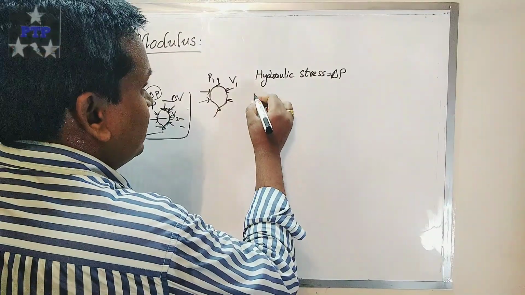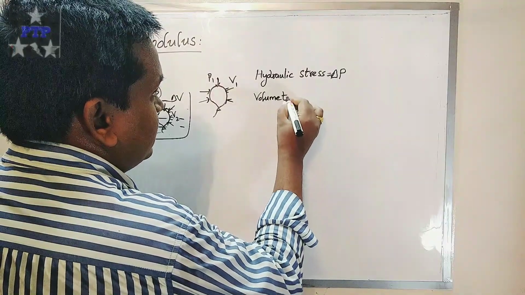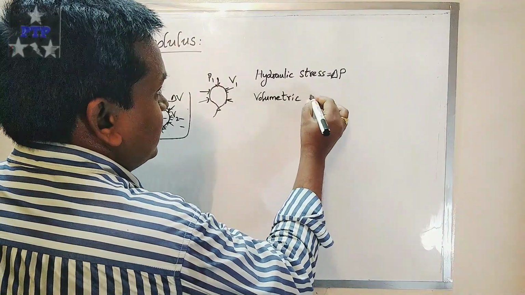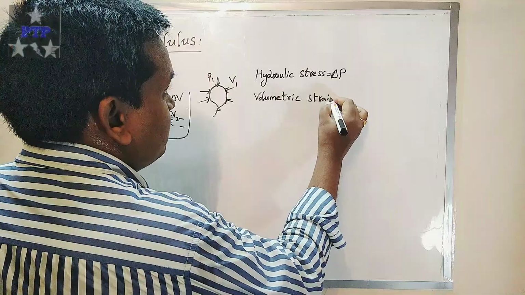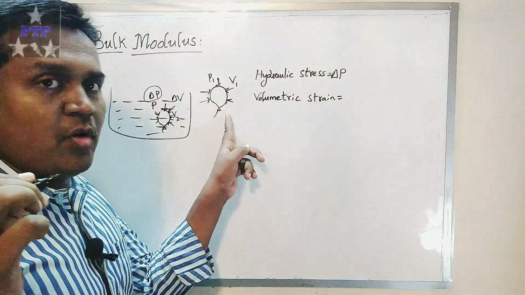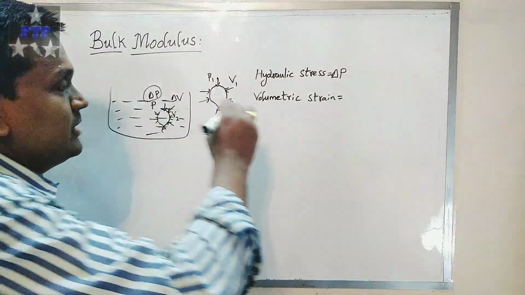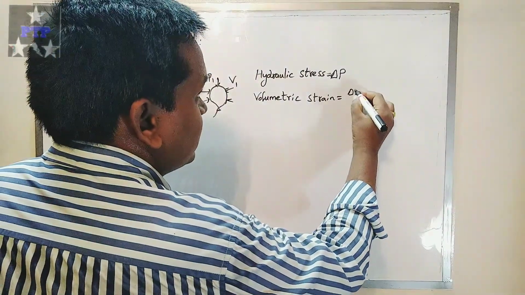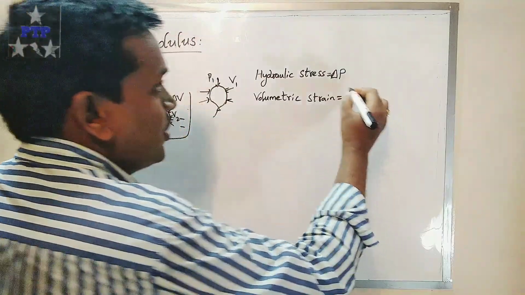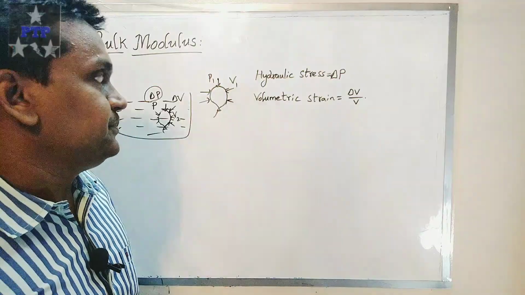And coming to the volumetric strain, the strain acting on the balloon is volumetric strain. What is the strain? Initially it has some volume V. After dipping into the water, it changes its volume. So the change in volume upon the original volume, that is the volumetric strain.